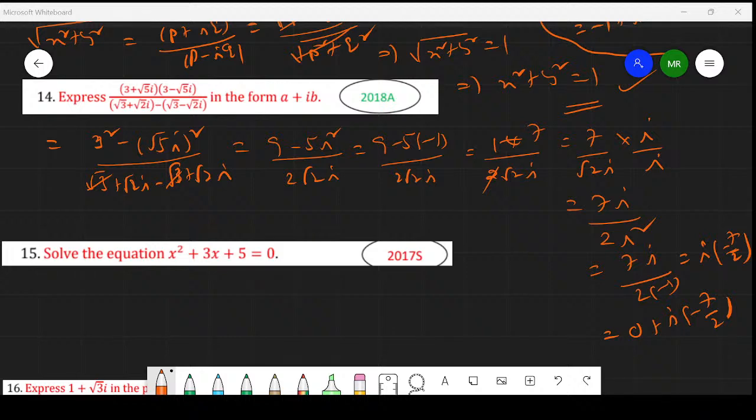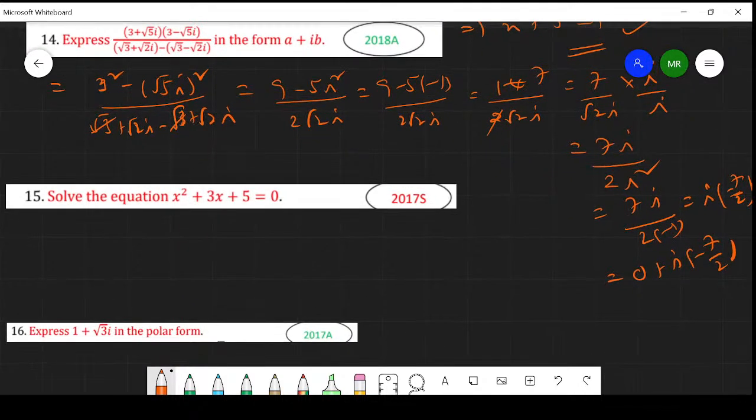Right. Now I am doing the next problem. Please observe that, it is a very simple problem. Solve the equation x square plus 3x plus 5 equal to 0. They are asking to solve this equation.